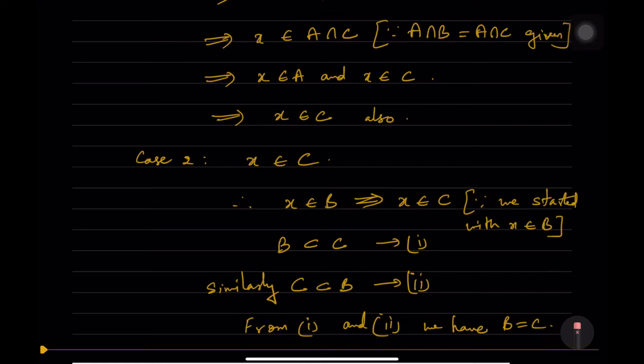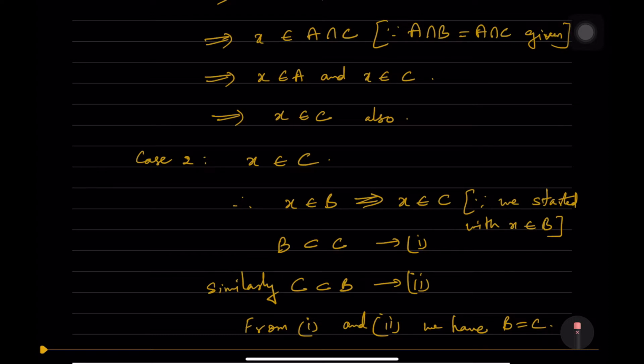So B is definitely a subset of C. So this is the first one. And next, similarly, we can see that C is a subset of B. If we take that as the second, then from 1 and 2 we have that B is equal to C.